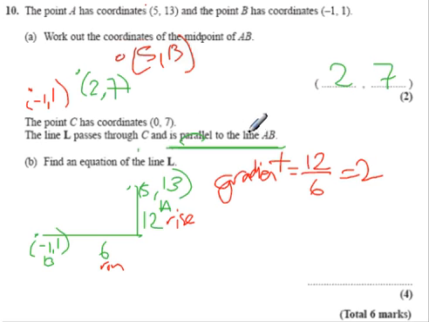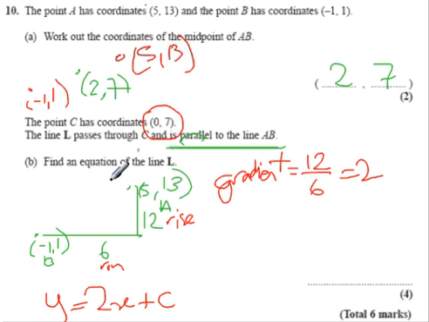Now, the line L passes through C and is parallel to line AB, so it has the same gradient. So if we're looking at y equals mx plus c, we know that it's y equals 2x plus c, because m stands for the gradient, and the gradient is 2. So now we need to work out c. c is where the line goes through the y-axis. And we could plug in these values now and work out what that is.